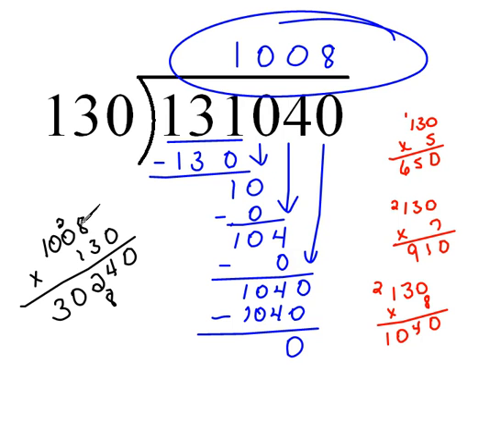Now we have to be very careful about where we line this up, because we were multiplying by the 1, so that's in that column. 1 times 0 is 0. 1 times 0 is 0. And 1 times 1 is 1. Now when we add, we get 131,040, which is exactly what it should have been, so that checks.